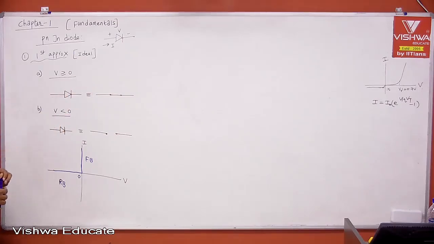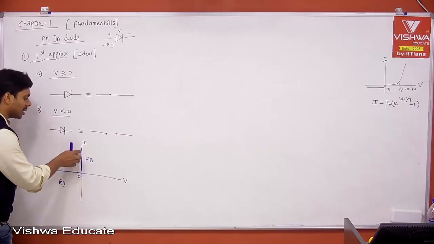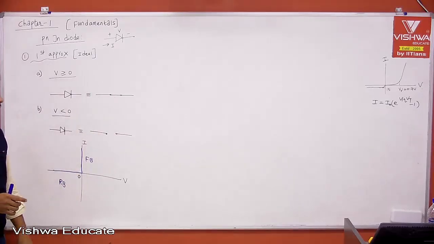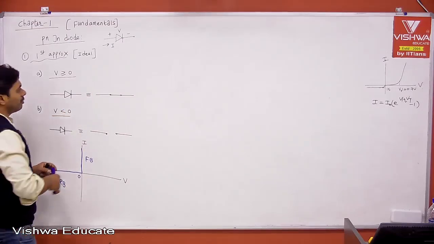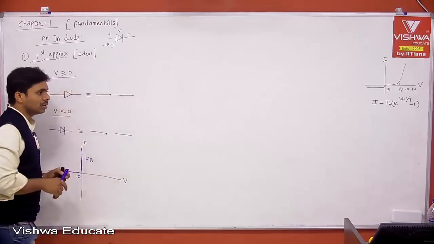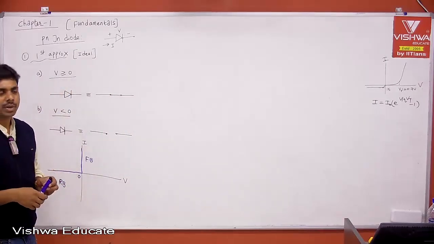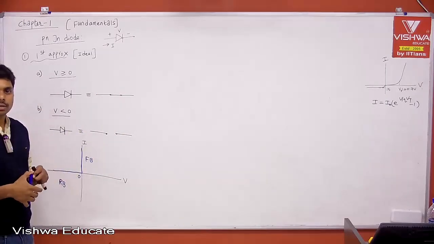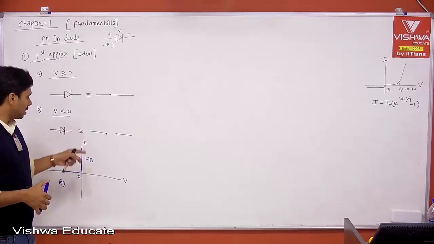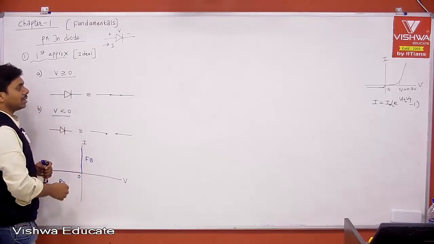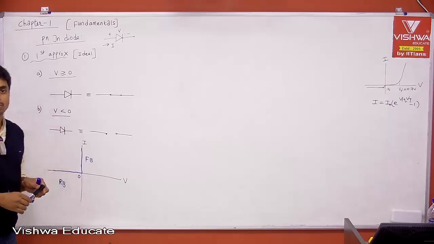Now, let me explain the meaning of the current when V is greater than or equal to 0, when the PN junction diode is on, acting as a switch or short circuit. When the PN junction diode is acting as a short circuit, what is the voltage across a short circuit? 0. Then what is the current? Remember, the meaning of this is that it can support any current from 0 to infinity. That depends on the external circuitry.